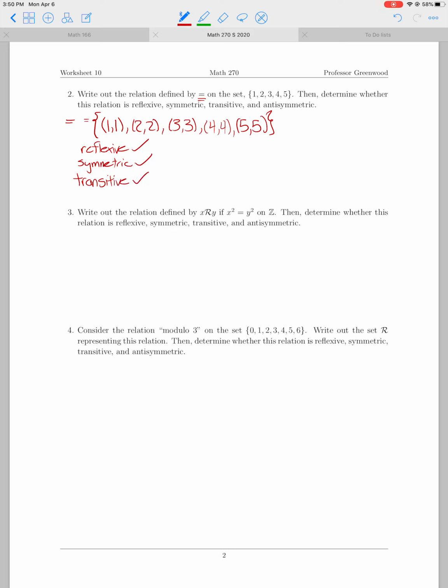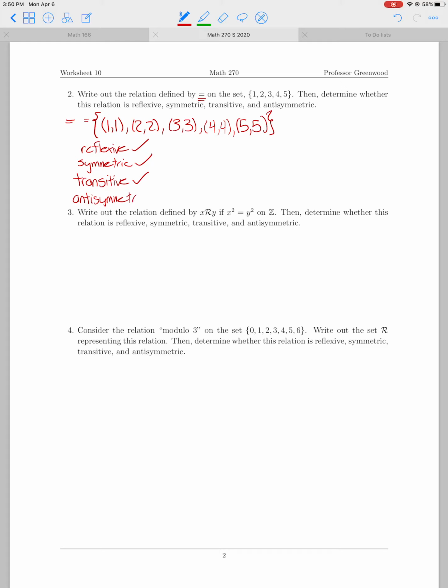And so every time that we have that A is related to B and B is related to C, already A, B, and C would need to be equal to each other in this example. And so of course A is related to C. And then the last thing here is antisymmetric.